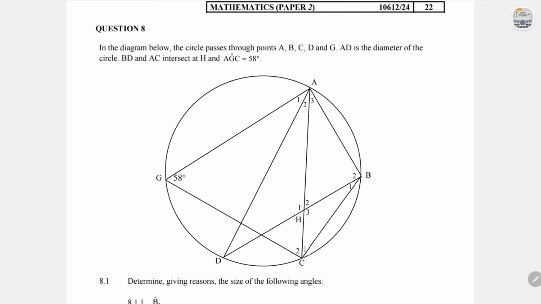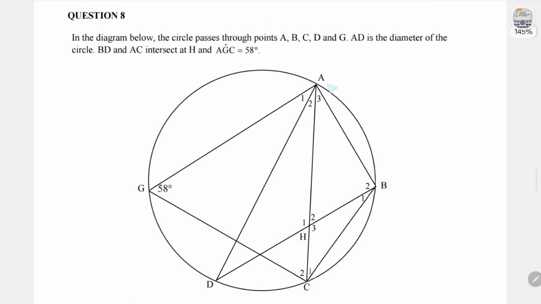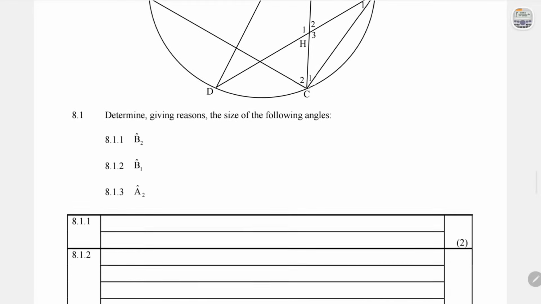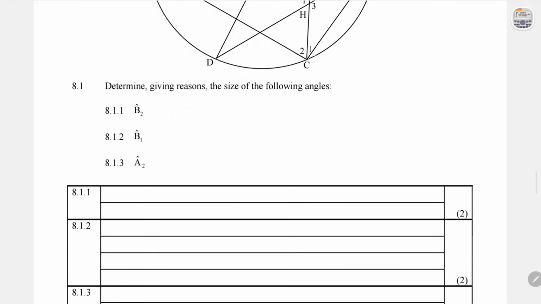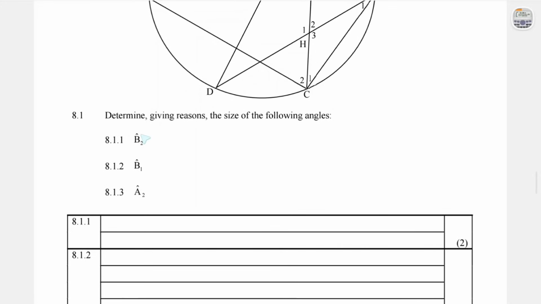Question 8 says, in the diagram below, the circle passes through points A, B, C, D, and G. And then they tell us that AD is the diameter of the circle, and then BD and AC intersect at H. And we are given one angle, which is AGC, and that is 58 degrees. The first question, 8.1, says, determine, giving reasons, the size of the following angles.